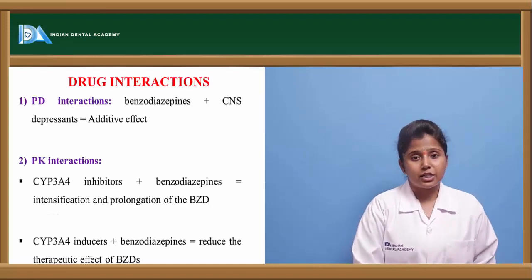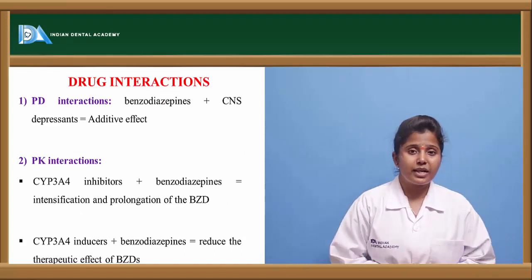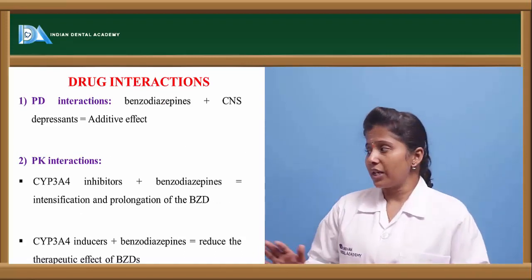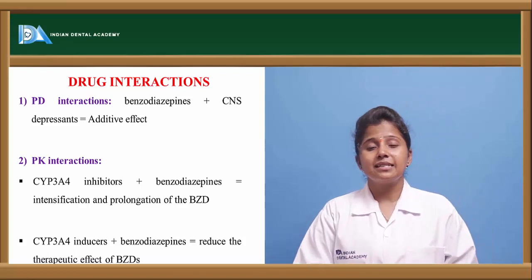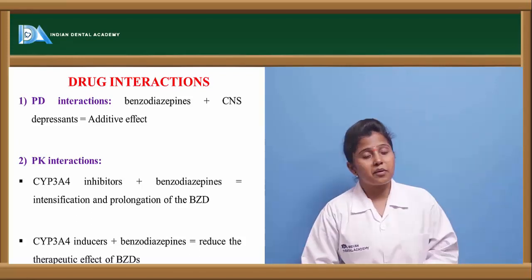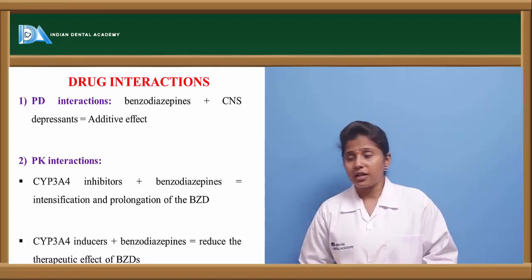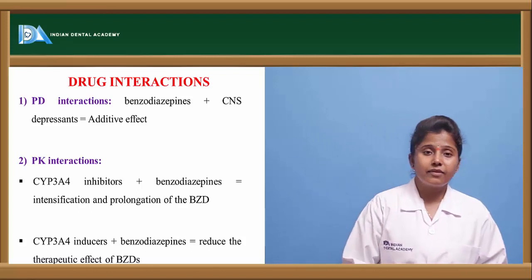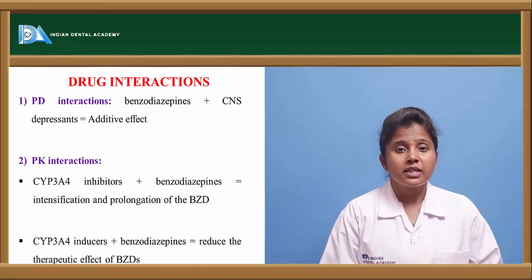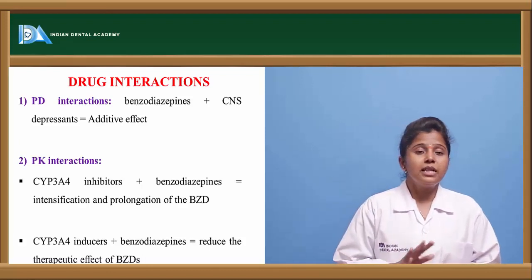What are the drug interactions? These drugs have pharmacodynamic as well as pharmacokinetic interactions. If benzodiazepines are administered with CNS depressants, they cause an additive effect. Benzodiazepines suppress the CNS activity, and if CNS depressants are given, it shows a synergistic effect. And in the pharmacokinetic interactions, there is the cytochrome P450, here the cytochrome 3A4.